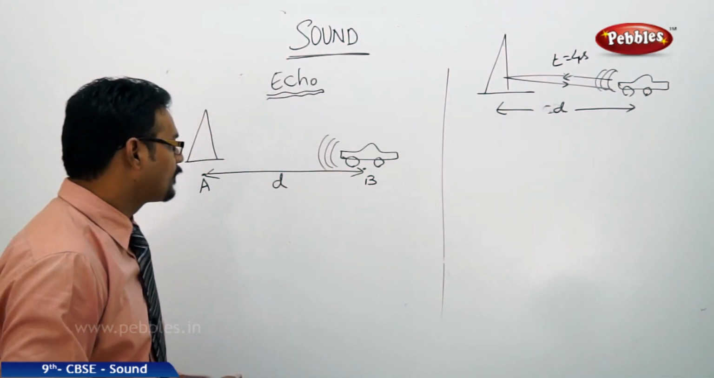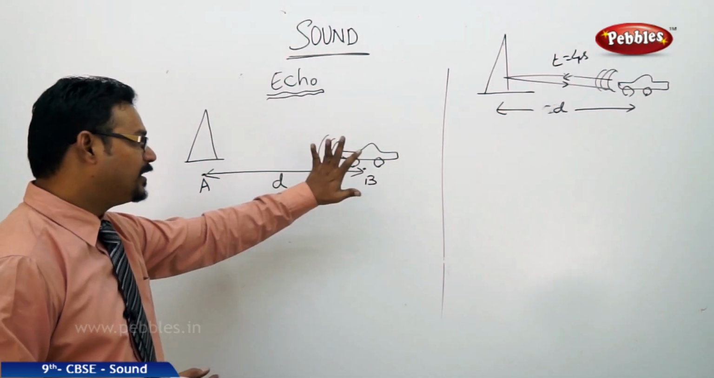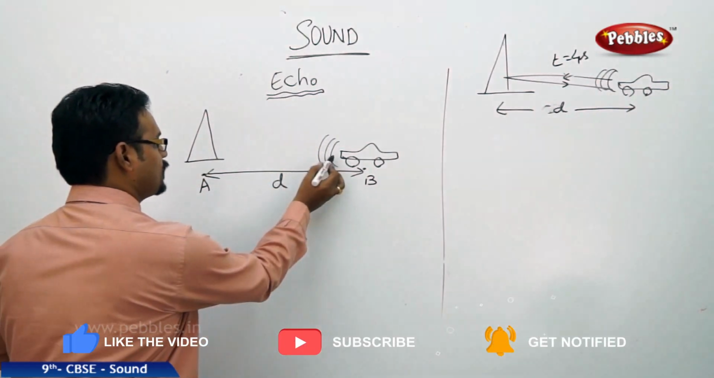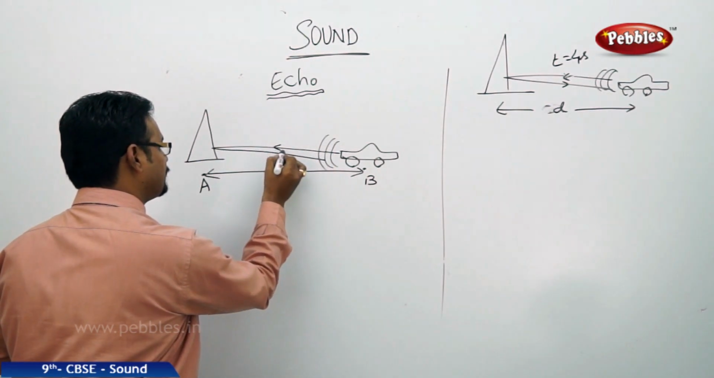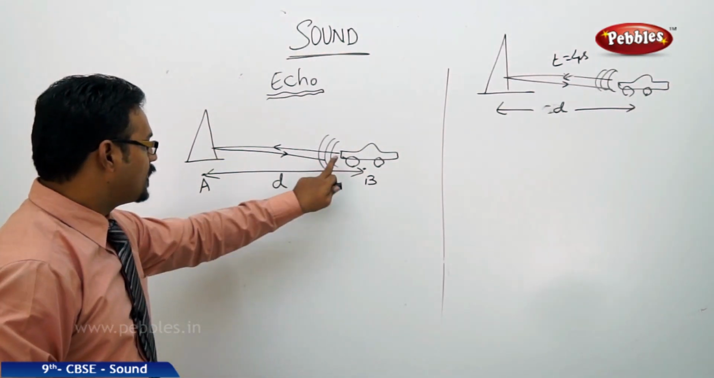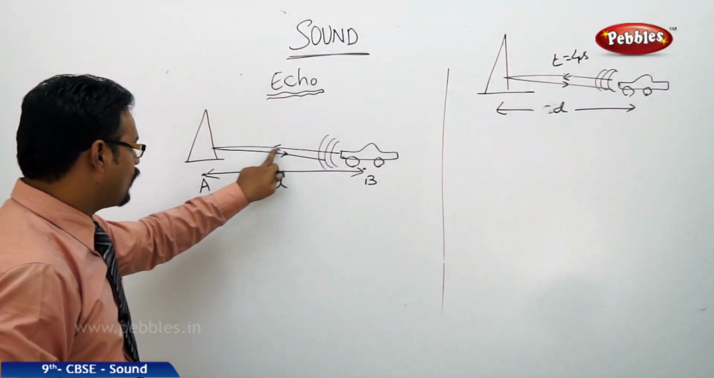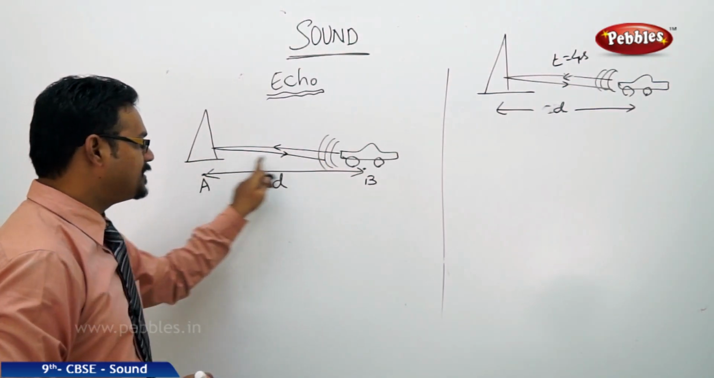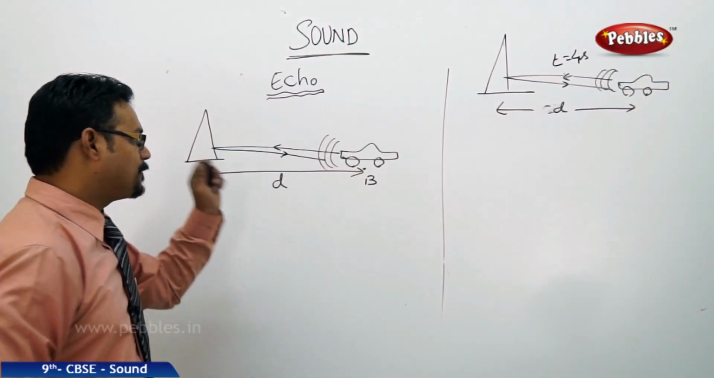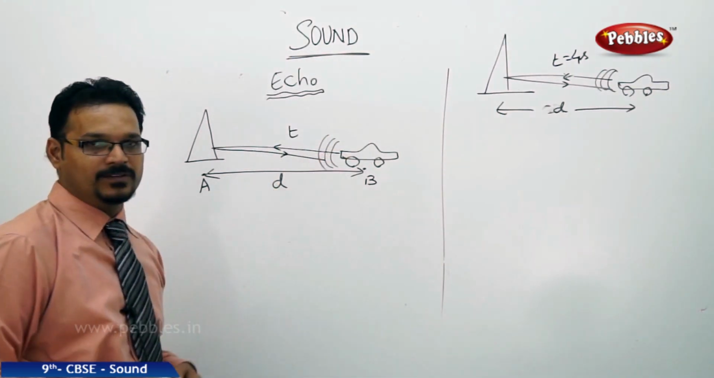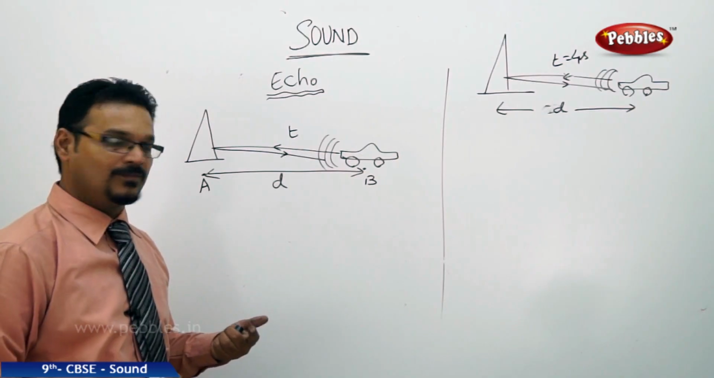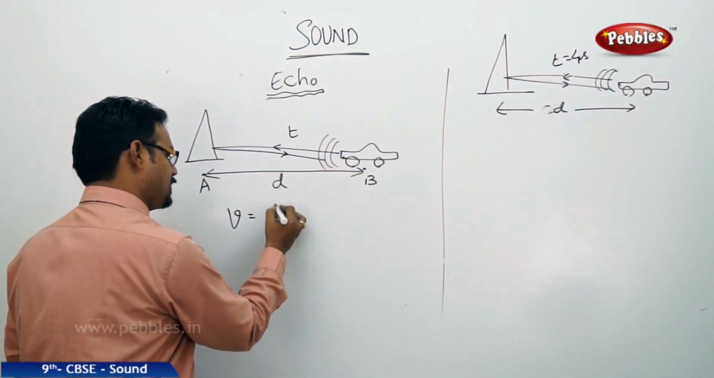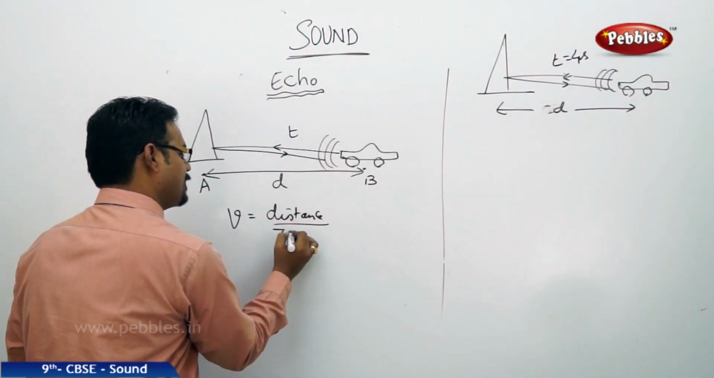See the example here. There is a car at rest blowing the horn, and that horn is nothing but sound. The sound travels towards the peak and reflects. So the total distance traveled is d plus d, 2d. Suppose in time t seconds, the car driver heard the sound again, which is the echo time. Then according to the formula, speed equals distance by time.